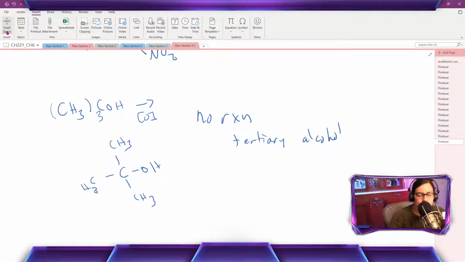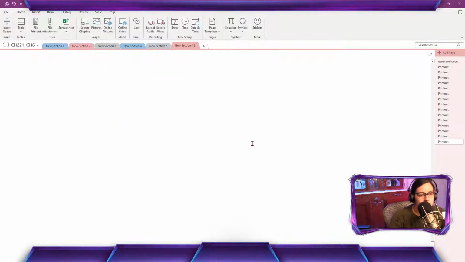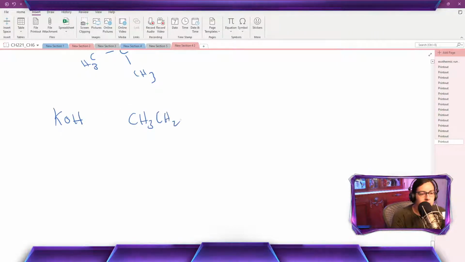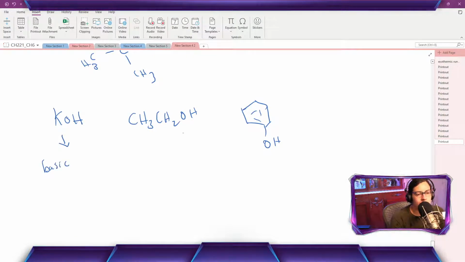And then let's look at this one last thing because I don't think we covered it. So now it tells us to compare the OH group in KOH, methanol, and phenol here. And it says classify the OH as acidic, basic, or neutral. And so let's go through these. So we know KOH, this is basic, since it makes hydroxide ions in solution.